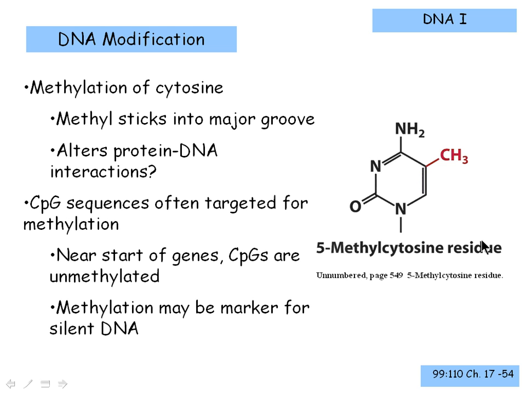Now, modification can also occur on DNA. Again, we have methylation, and methylation usually occurs on carbon 5 of cytosine. It's interesting because this is normally thought to be associated with silencing of genes, silencing transcription. What happens is this methyl group adds to the carbon 5 of the cytosine and sticks into the major groove of the DNA.